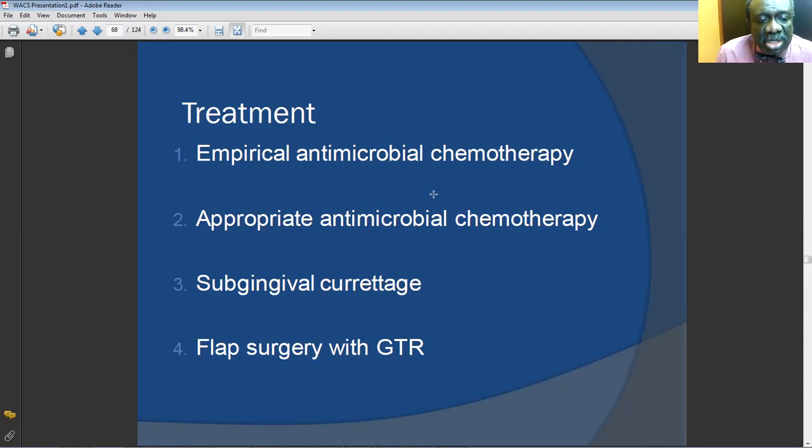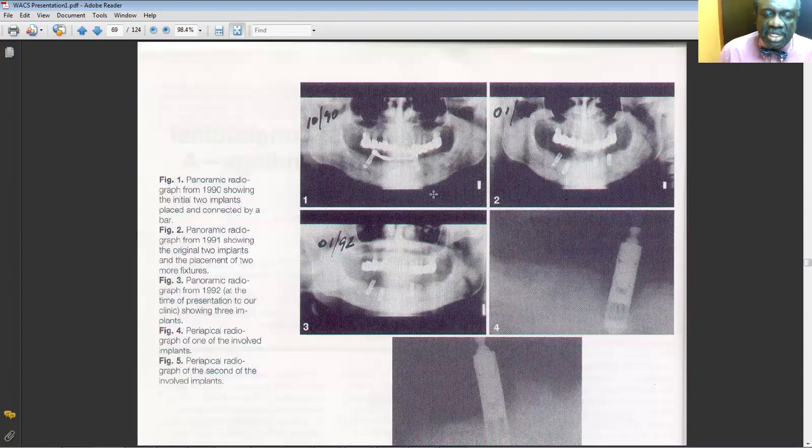After your culture and sensitivity, you can start with empirical antimicrobial treatment. And then when the result of the culture and sensitivity comes, you begin to give the appropriate, or so-called specific, antimicrobial chemotherapy. Then subgingival curettage can be done versus flap surgery with guided tissue regeneration. Be smart, throw away subgingival curettage, go for flap surgery with bone grafting and guided tissue regeneration.